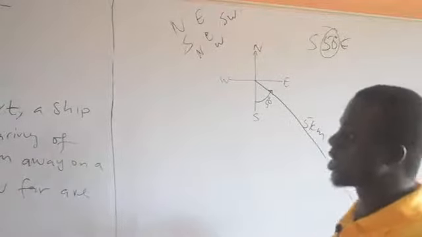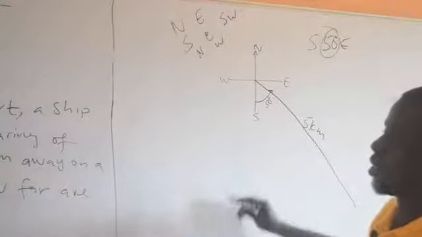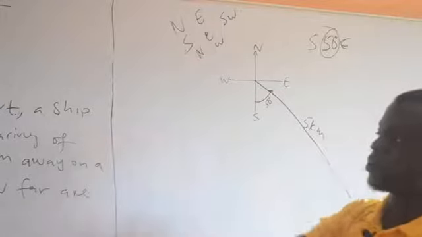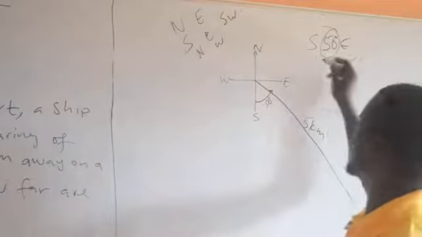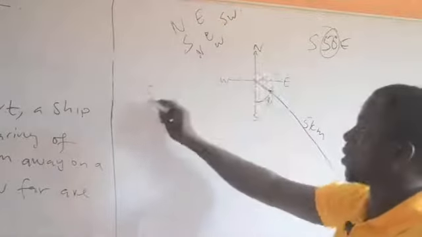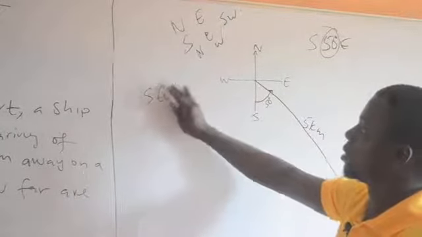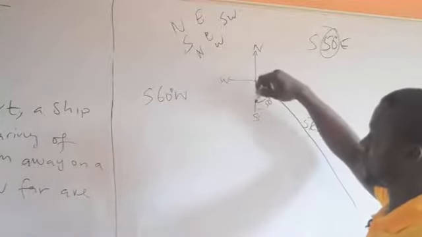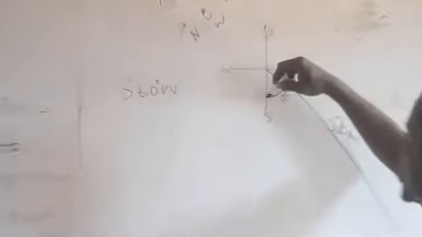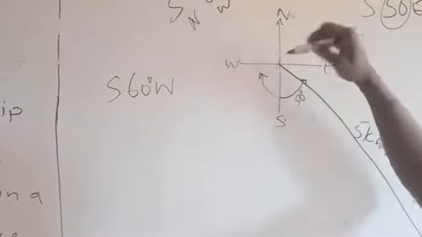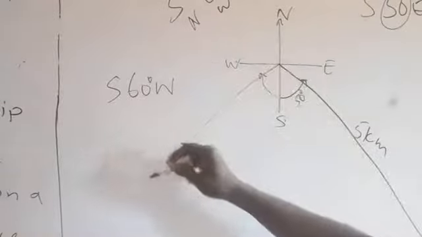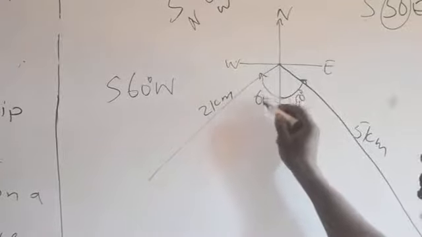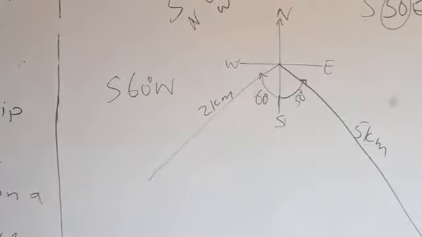The next one is 2 kilometers away on the bearing of south 60 degrees west. South 60 degrees what? West. This is south, this is west. Between south and west, measure from the south. So 60 degrees from here to this place is 60 degrees. You draw it downward. Remember that it is 2 kilometers. So this place is 60 what? Degrees. Hope you are following me.